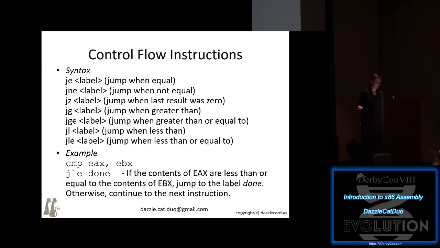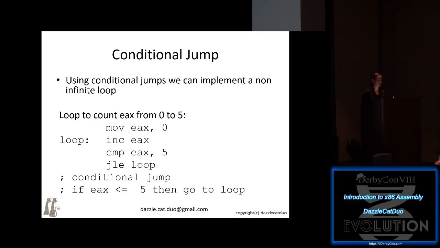So here's a different example of how I could have done a loop. I compare EAX to EBX, and then jump less than or equal to done. In that case, I'm comparing something, and if it is greater than, I want to keep executing. But if not, then I'm going to say, well, if it's less than or equal to, I'm done. I'm exiting my loop. So that's how you would do the equivalent of what you would think of as a conditional loop in any other language.